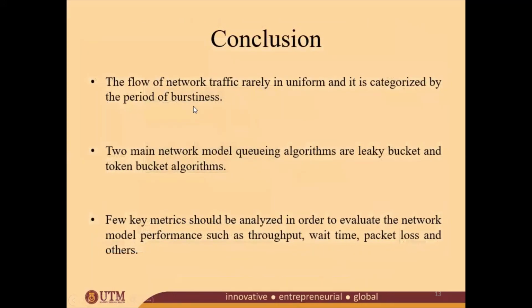Conclusion. The flow of network traffic is really not uniform, and it is characterized by periods of burstiness. Two main network model queuing algorithms are the leaky bucket and token bucket algorithms. A few key metrics should be analyzed in order to evaluate the network model performance, such as throughput, wait time, packet loss, and others. That's all from me.